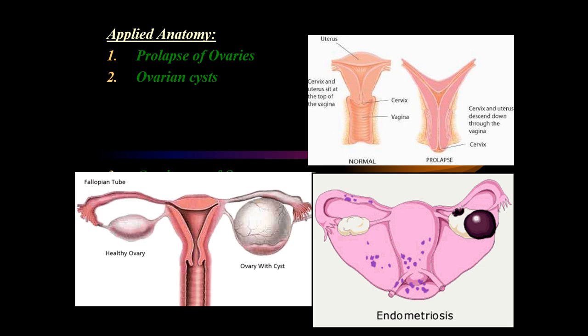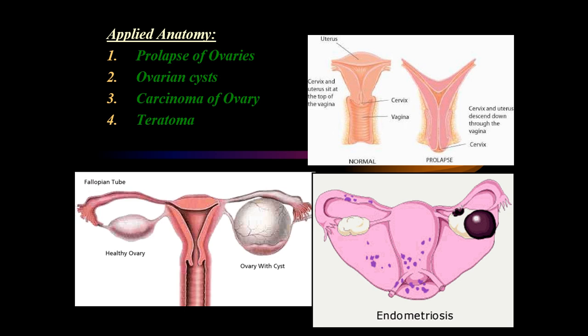The third important applied aspect is the carcinomas of the ovary. These carcinomas of the ovaries are also very common in females, and sometimes you can even see teratomas within the ovaries.